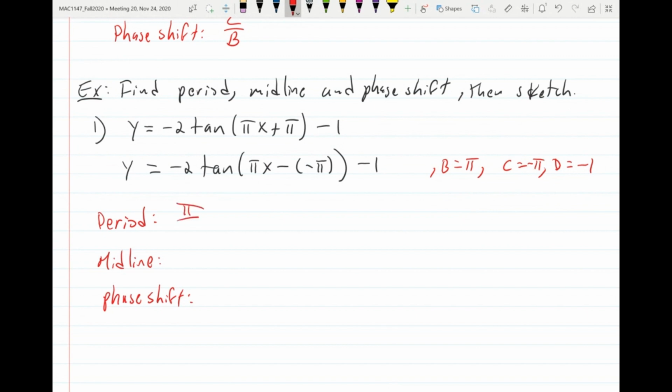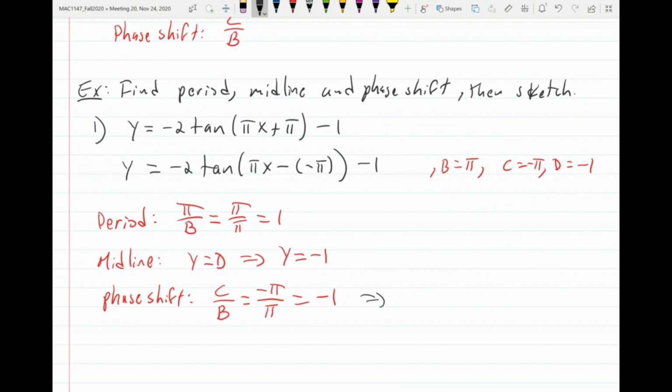So remember, period is pi over b, which in this particular case happens to be pi over pi. So the period is 1, okay? And the midline is always y equals d. So here is y equals -1. So this is a tangent function that was shifted down 1 unit, okay? Phase shift is c over b, which would be -pi over pi, so that's -1. So that means that the function is going to be shifted to the left 1 unit. That's what this -1 tells us. So left 1 unit.